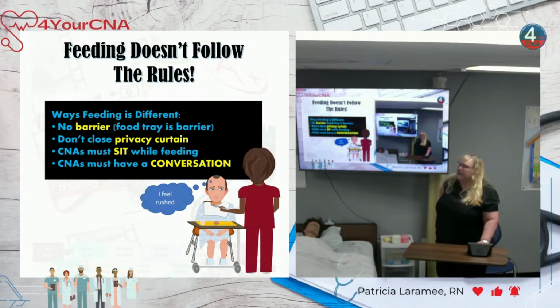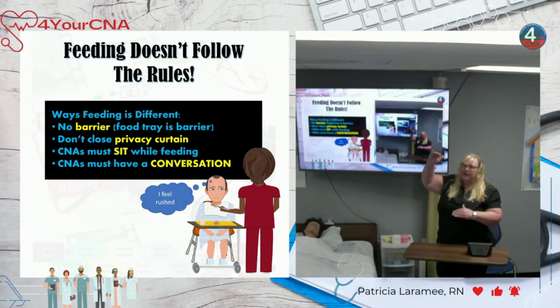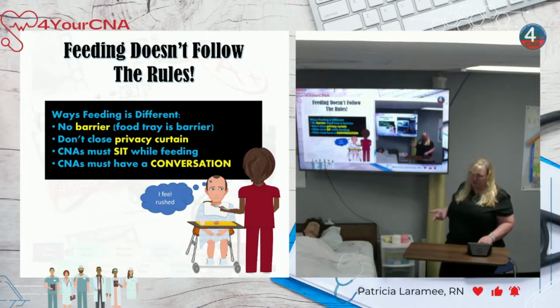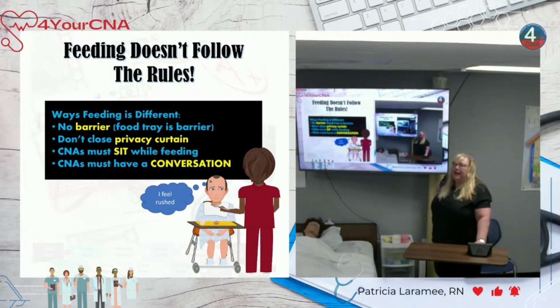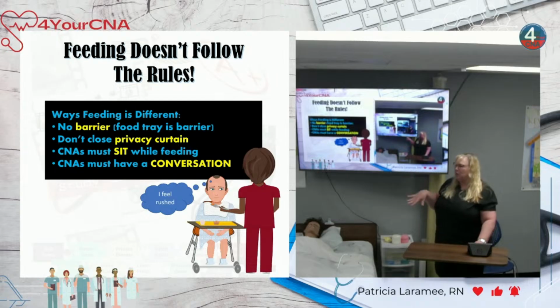You actually have to sit for this skill. It's the only skill that requires you to pull up a chair to sit, because you need to be on an even keel with your patient. There's a power dynamic here, guys. If you're standing over somebody feeding them, it's a superior, inferior position. Patients tend to react to that subconsciously and they will not eat very well. They also feel rushed. So you have to pull up a chair and have a conversation. It's the only skill where you have to have a conversation. The rest of the skills, we're pretty much just telling them what we're doing.